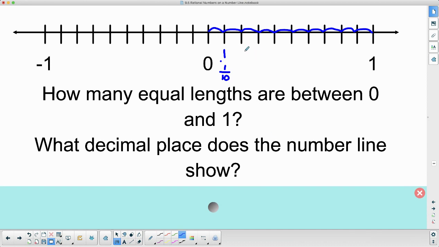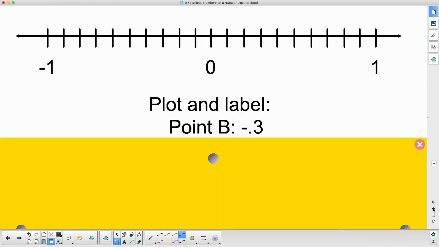We could carry on here. So 2/10, 3/10, on and on. We could also go negative and have -1/10, -2/10, and continue that way.